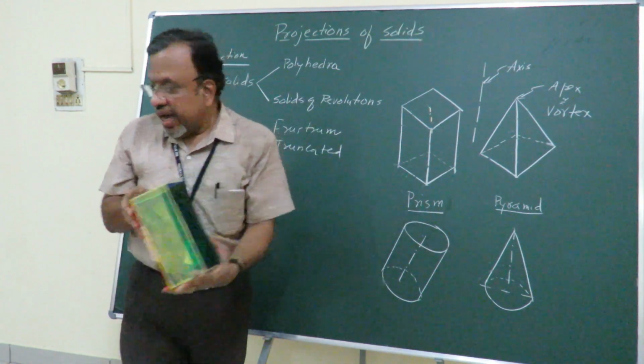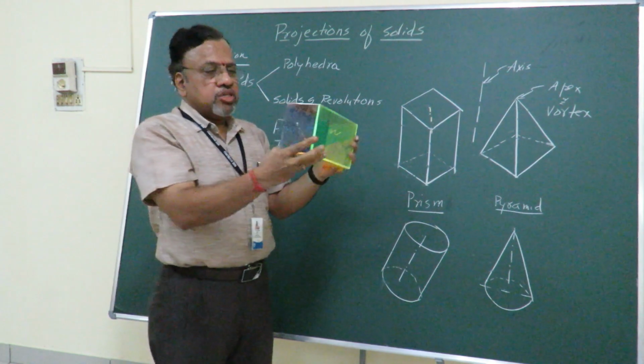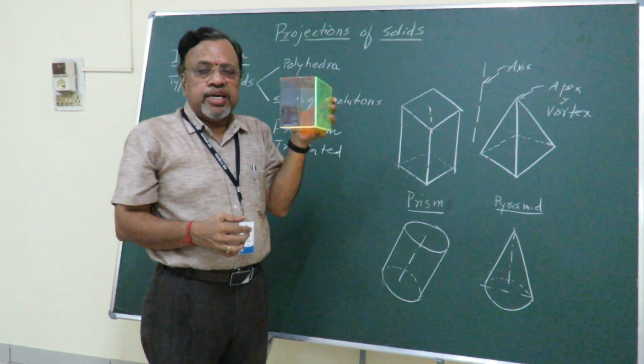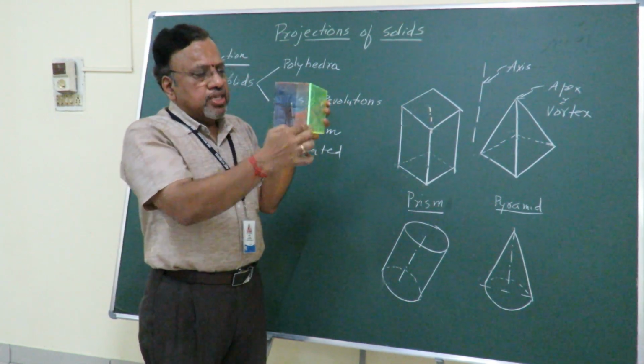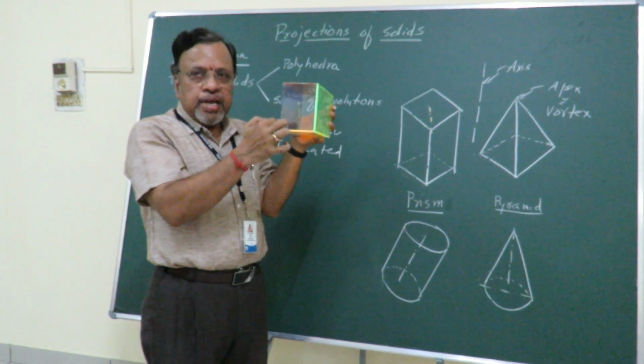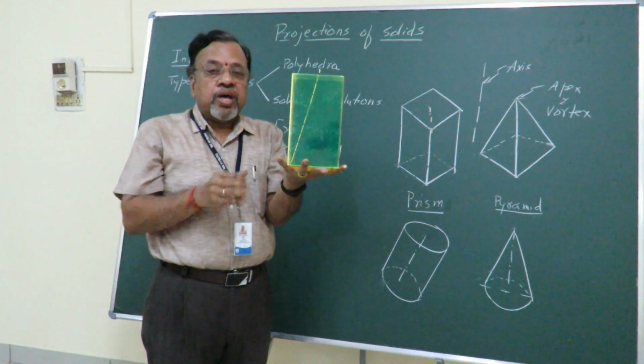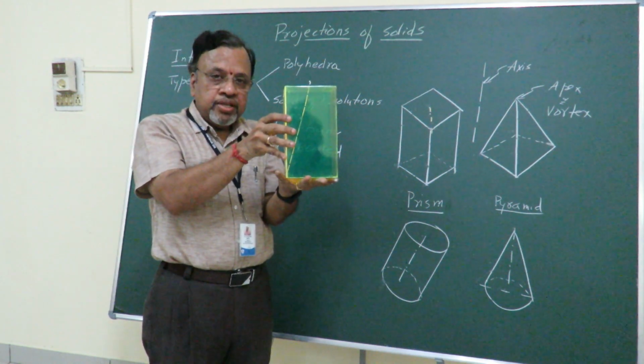Let us say we have a prism like this. What type of prism is this? I think you can identify this now. What is the shape of the base? The shape is a rectangle. Since it is a rectangle shape, and since it has got two bases, we consider this particular prism as a rectangular prism.